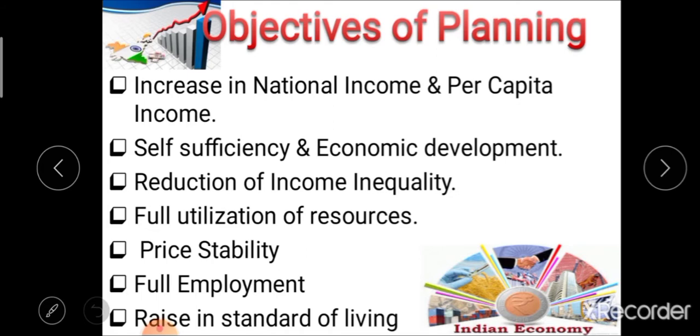The first and major objective of planning is to increase the national income and per capita income of a country. Second is self-sufficiency and economic development. Then reduction of economic inequalities, full utilization of resources, maintaining price stability in a country, generating full employment, and raising the standard of living of Indian people. These are some objectives of planning.